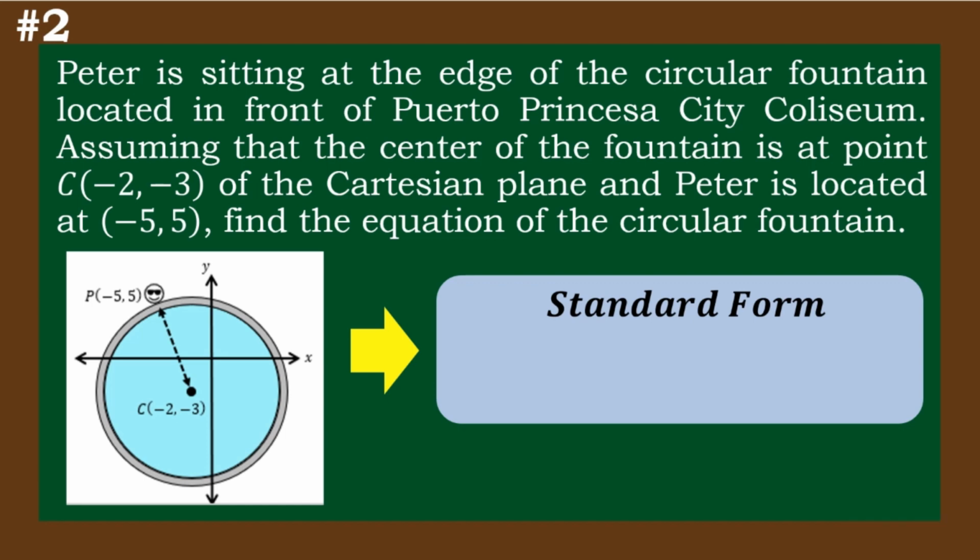The correct answer is. In this problem, the given are the coordinates of the center, and a random point where the circle passes through. First, you need to solve the value of radius r, or r squared, by substituting h, k, x, and y to the standard equation. From there, you can now find the equation of the circle using the coordinates of the center, and the value of radius.